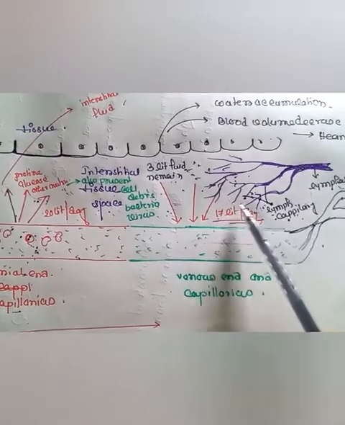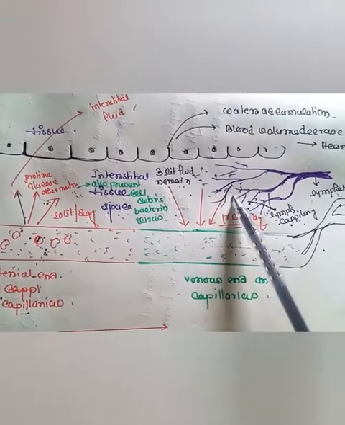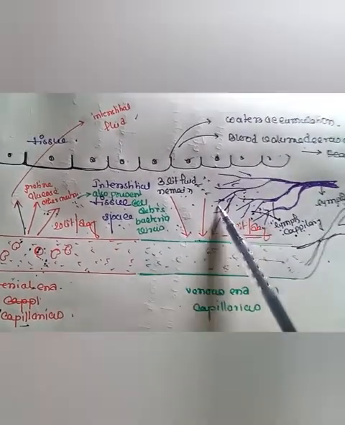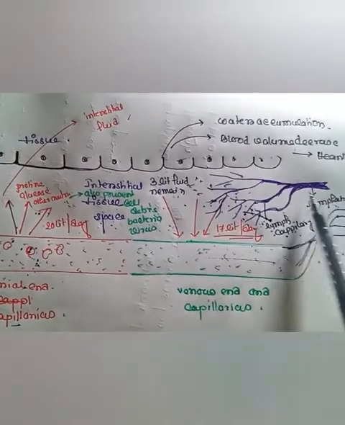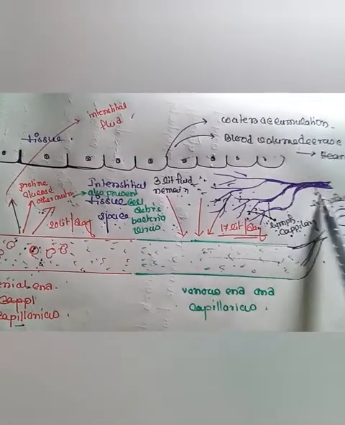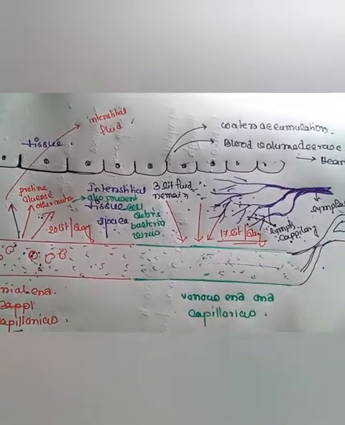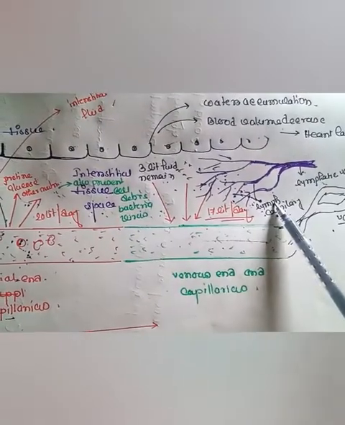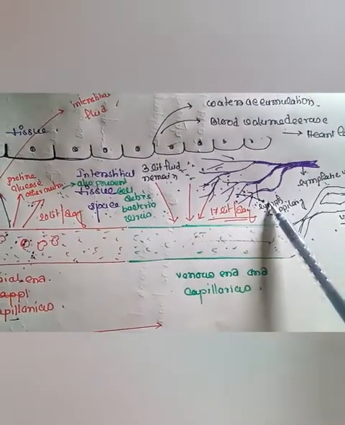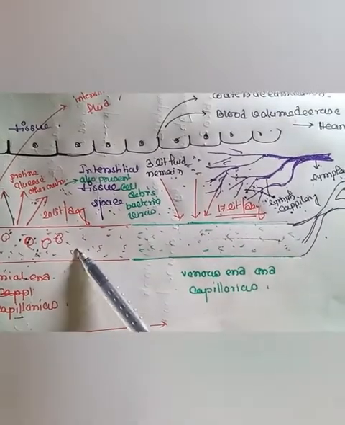So what are the functions of the lymphatic capillaries? They contain excess fluid from the tissue space, which is sent into the lymphatic vessels, and they also drain the lymph from the whole body toward the thorax. These lymphatic capillaries are more permeable than the arterial end of the capillaries.